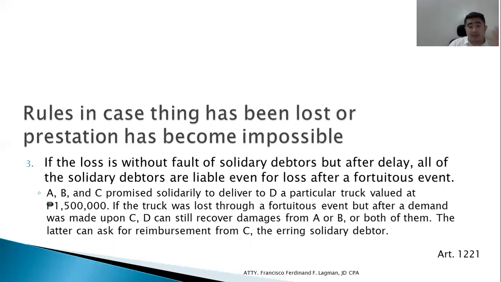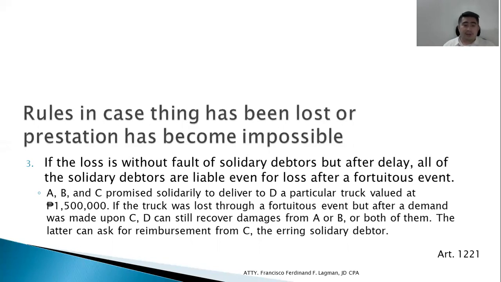For example, A, B, and C promise solidarily to deliver to D a particular truck valued at 1.5 million pesos. If the truck was lost through a fortuitous event, but after a demand was made upon C, D can still recover damages from A or B or both of them. A or B can also be pursued, even though the demand letter was given only to C. Because a demand to C is like a demand to all of the solidary debtors.